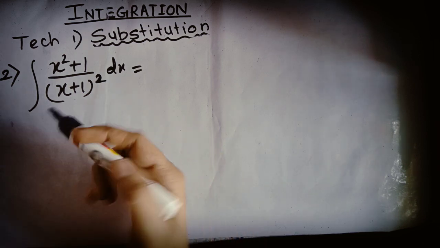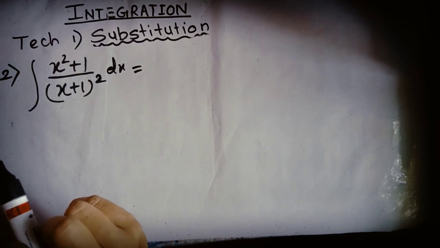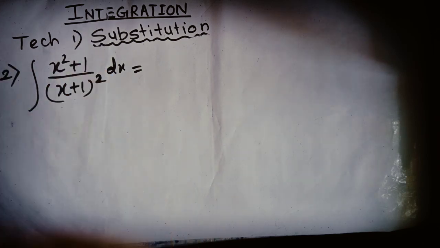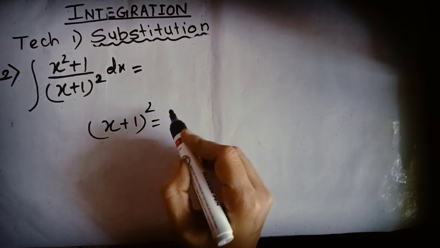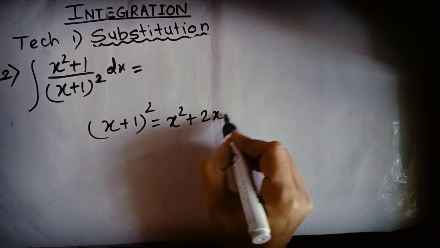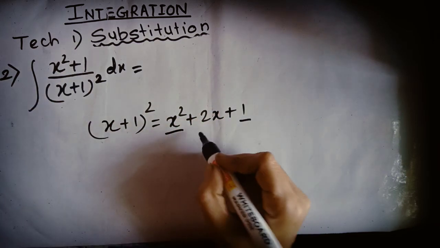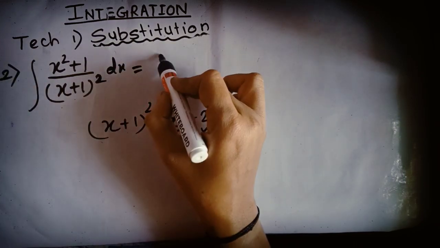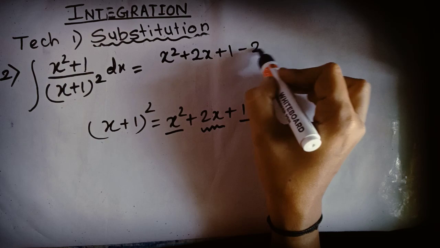Now if I want this denominator in the numerator so that I can cancel it, then you have to write something in the numerator such that it is in the form of the denominator. Now the denominator is x plus 1 the whole square, so you can write this as x square plus 2x plus 1. Okay, now these two terms are there in the numerator. We want only this term, so I can add and subtract 2x in the numerator. So x square plus 2x plus 1 minus 2x.